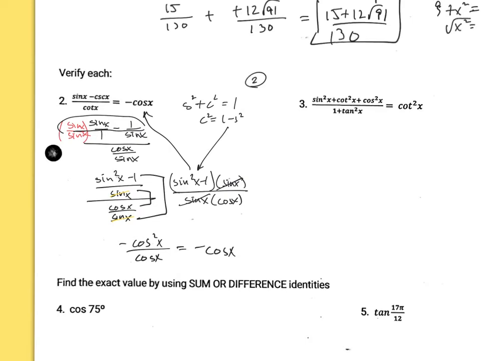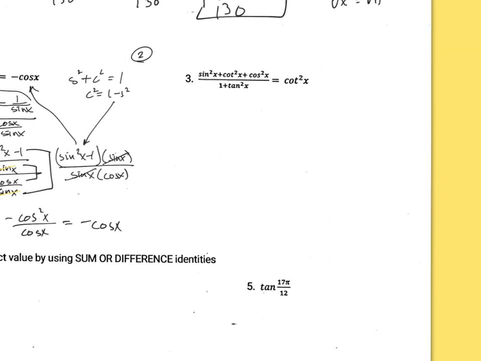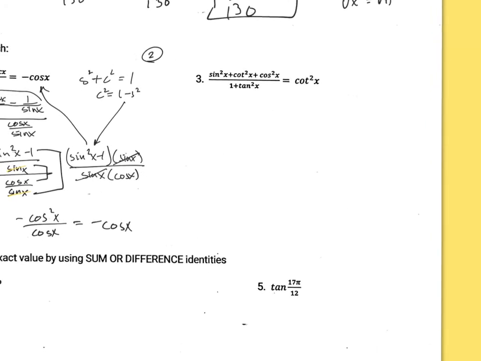If you're not using the trig identities, you're doing something wrong. And this one looks like a monster. It's just full of trig identities. Sine squared plus cosine squared, that's a 1. 1 plus tangent squared, look at the paper, that's secant squared. 1 plus cotangent squared is cosecant squared. So far, all I've done is trig identities.